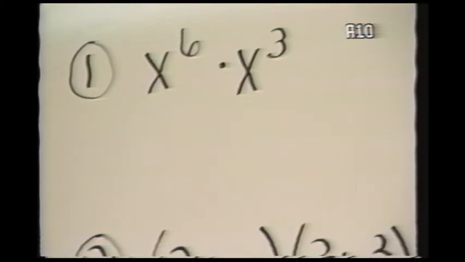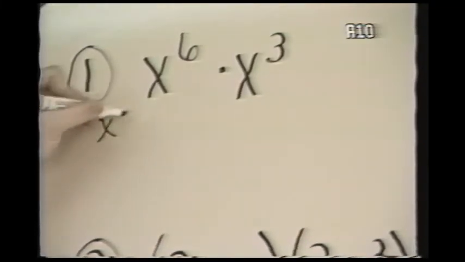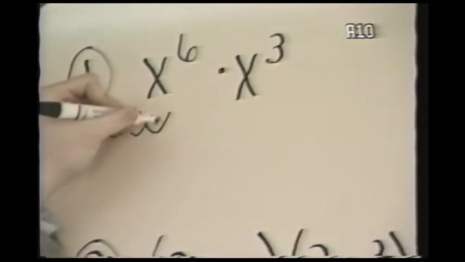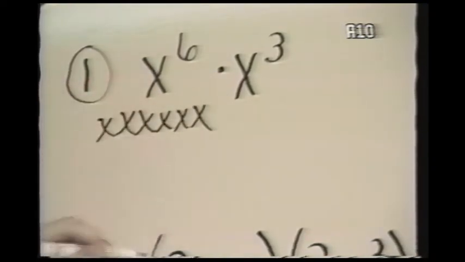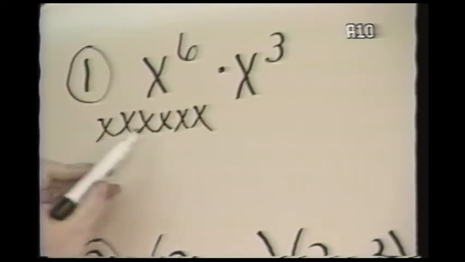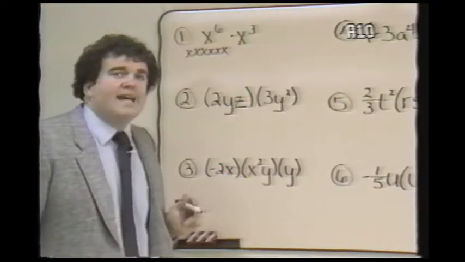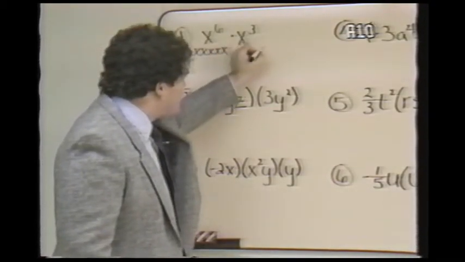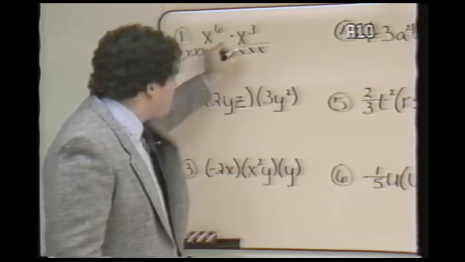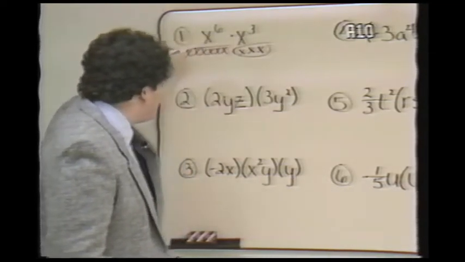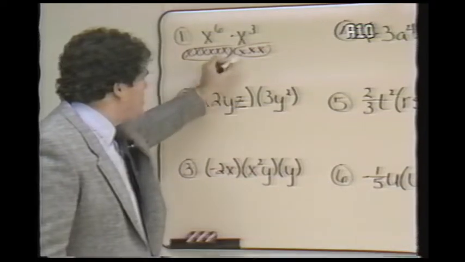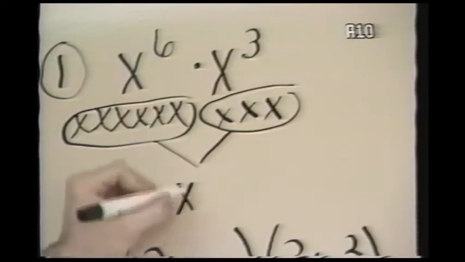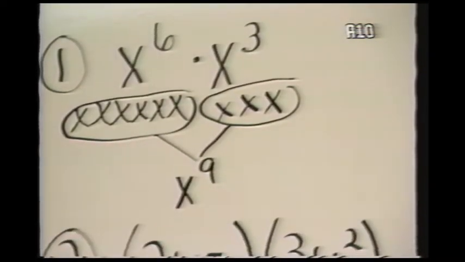Now, x to the 6th is the same as x times x times x times x times x times x. 6 x's. 1, 2, 3, 4, 5, 6. And x cubed is the same as x times x times x. So if we're going to multiply x to the 6th times x to the 3rd, we're going to get x to the 9th power. The simpler way of doing it is simply adding the exponents.